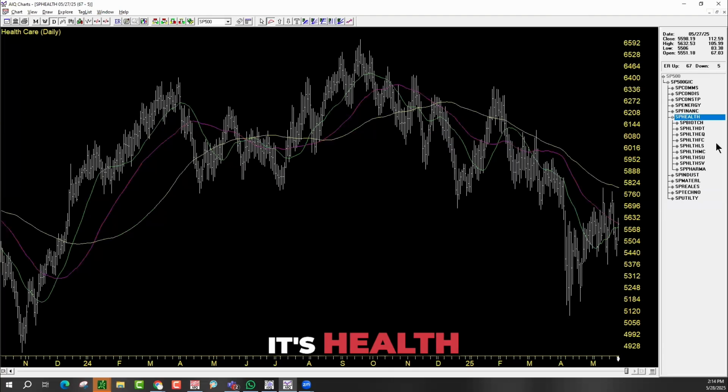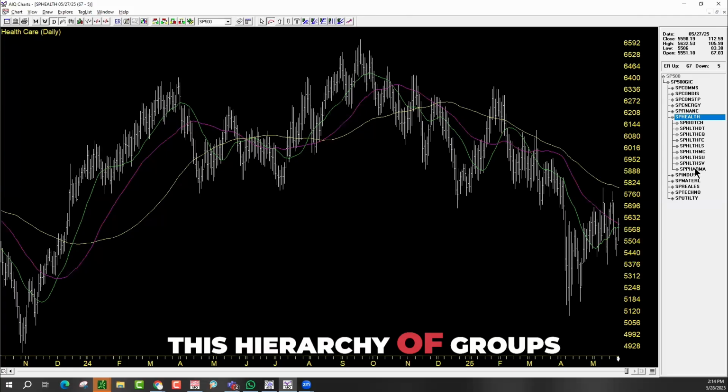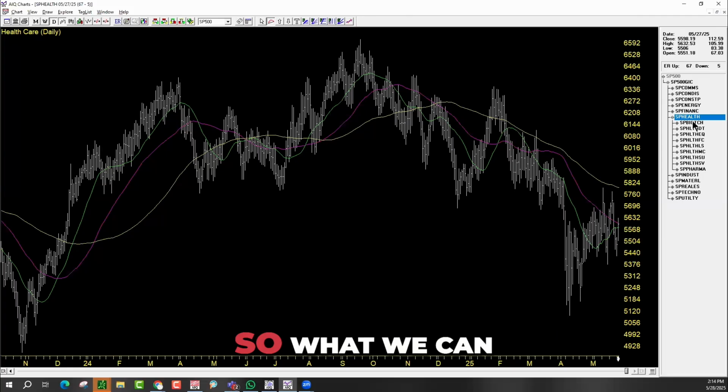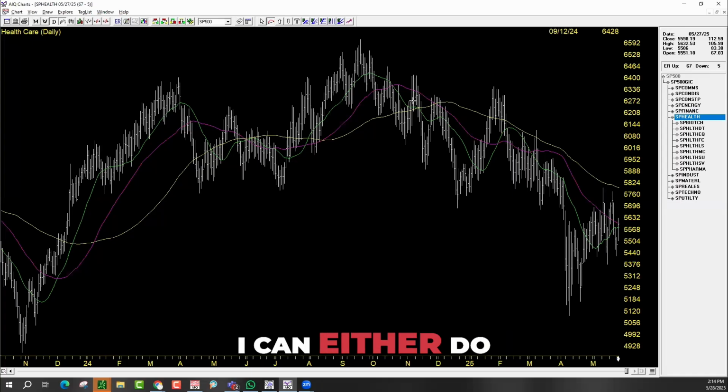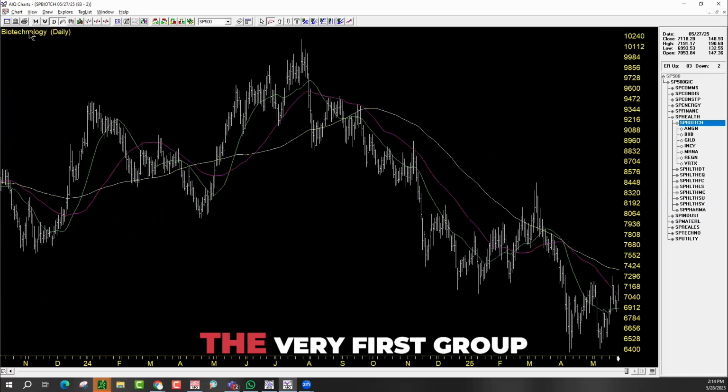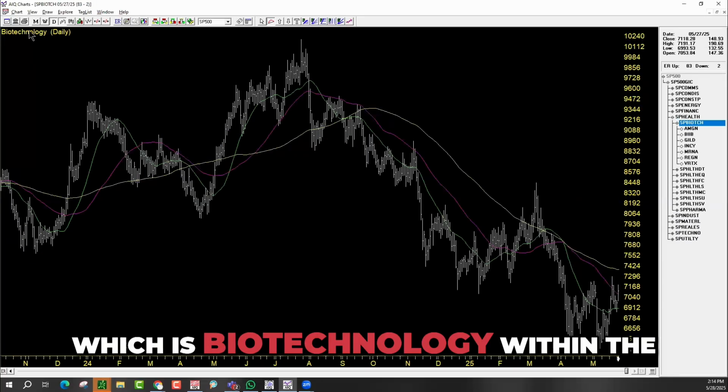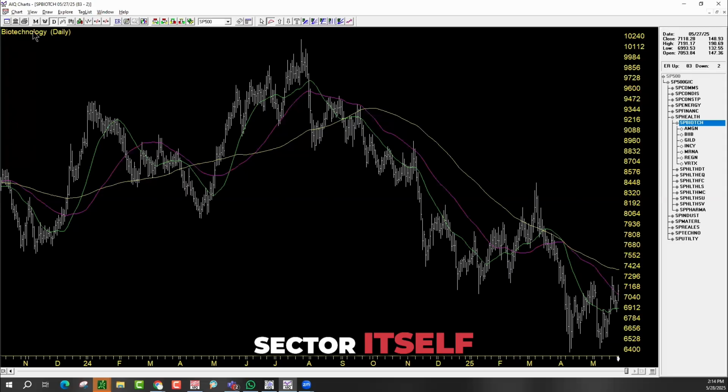If you go down to the next one, it's health. Look what happens. It opens up with this hierarchy of groups within there. So what we can do, if you're a chartist like I am and I'm looking at charts, is what's called explore down into the groups. I can either do it by clicking in here, or I can press this arrow here, and it goes to the very first group, which is biotechnology within the sector itself.